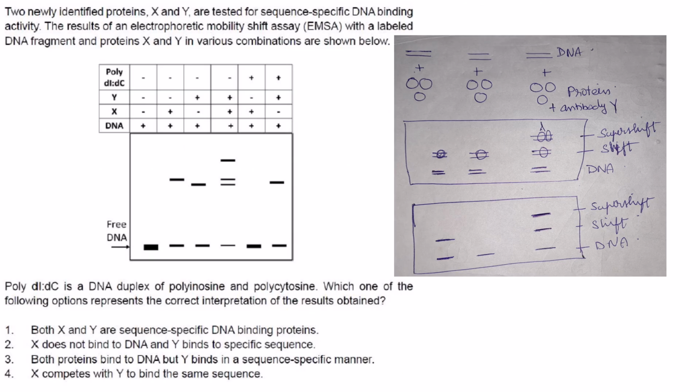Then next one. Two newly identified proteins X and Y are tested for sequence-specific DNA binding activity. The results of an electrophoretic mobility shift assay, EMSA, with a labeled DNA fragment and proteins X and Y in various combinations is shown below. Okay, fine. Now see the principle of EMSA here.